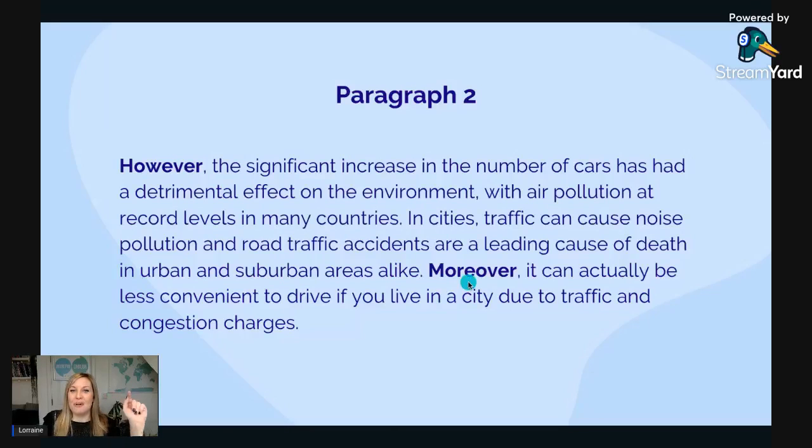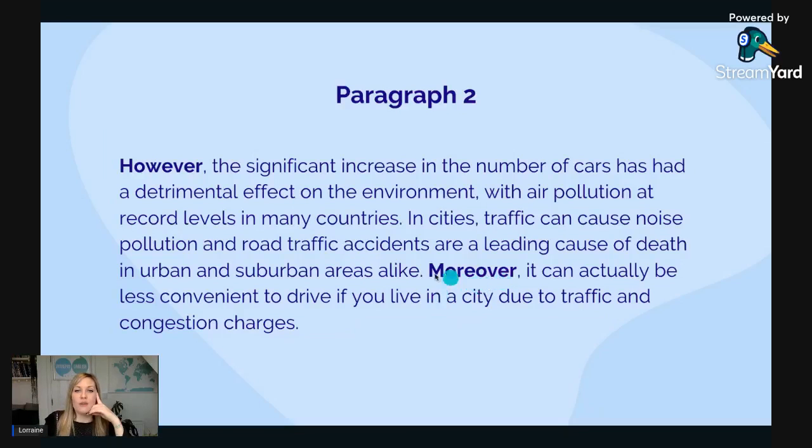Now, one little tip I'll give you about these paragraphs is because you're supposed to be focusing on one theme for paragraph one and another theme for paragraph two, here's a little tip for you. However, and other linking words which describe a contrast, that should be at the beginning of your paragraph because you're contrasting with the theme from the previous paragraph, right? And phrases like moreover, that should be in the body of your paragraph, in the middle of your paragraph, to show that you're still focusing on one theme or one argument there.